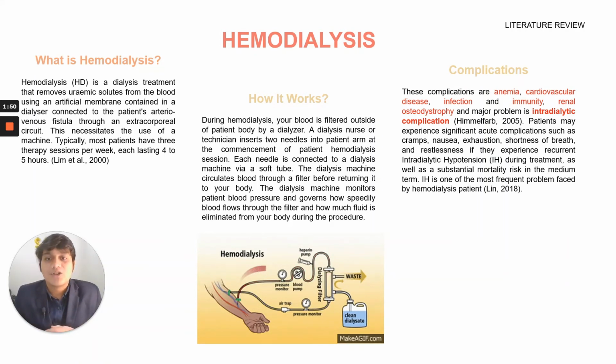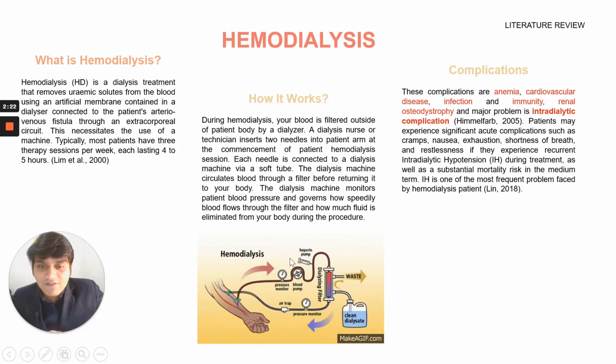How it works. During hemodialysis, the patient's blood is filtered outside of the body by a dialyzer. A dialysis nurse or technician inserts 2 needles into the patient at the commencement of the dialysis session. Each needle is connected to a dialysis machine via a soft tube. The dialysis machine circulates blood through a filter before returning it to your body. The dialysis machine monitors patient pressure and governs how speedily blood flows through the filter and how much fluid is eliminated from your body during the procedure.